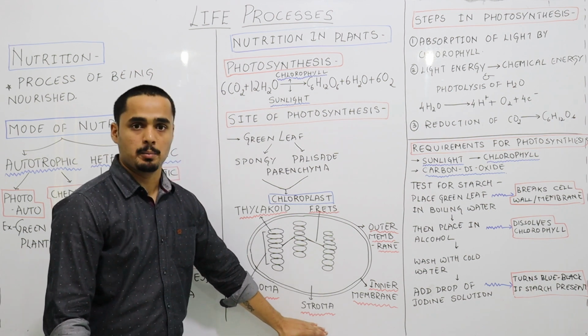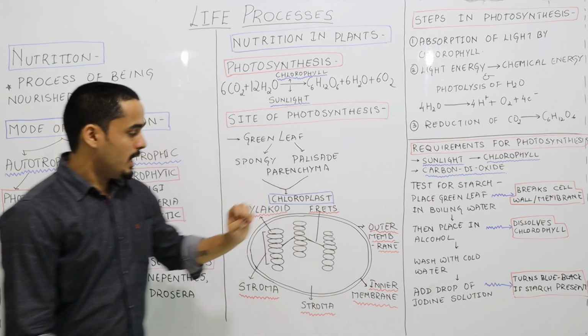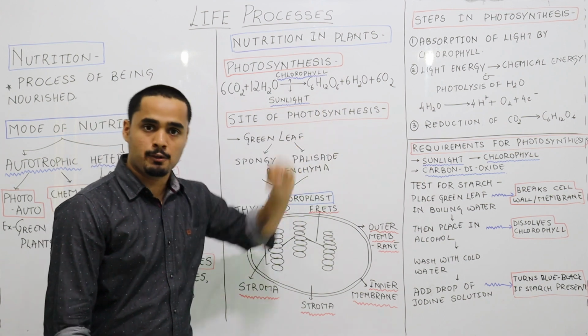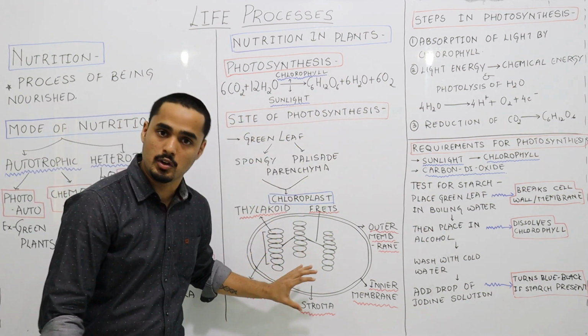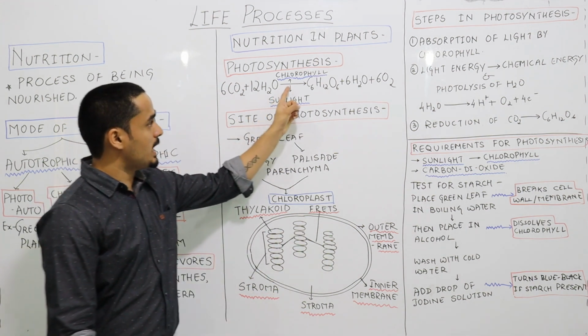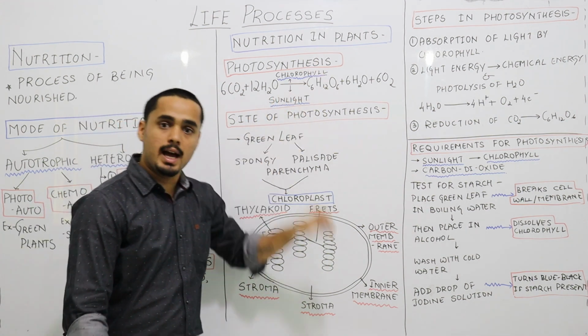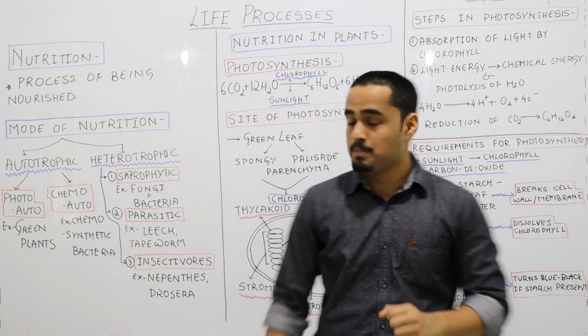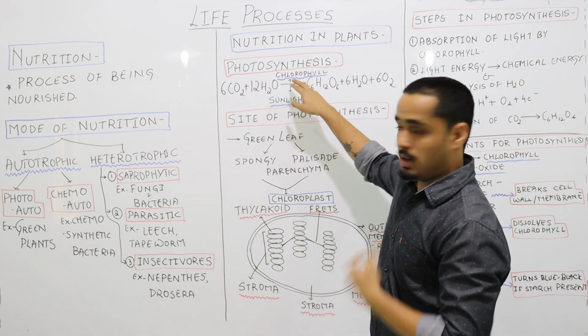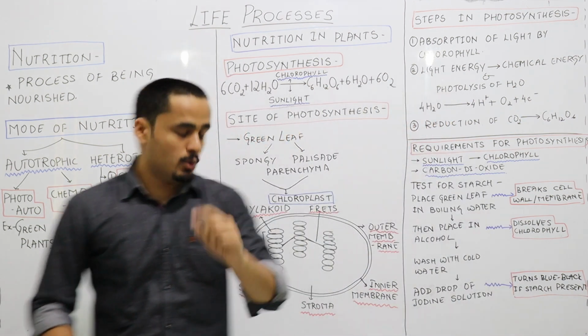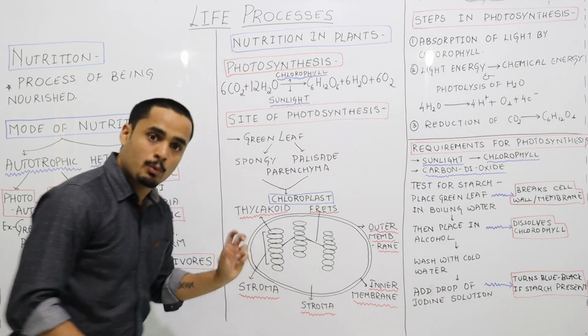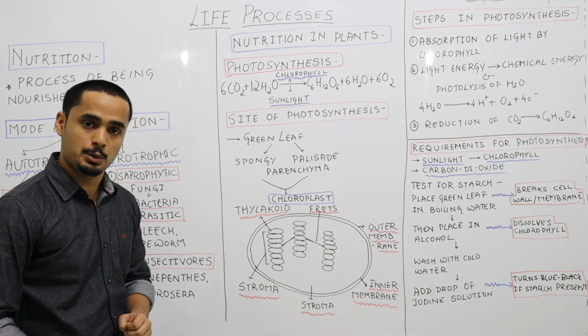The cytoplasm of the chloroplast is called stroma. We will try to understand the steps of photosynthesis, but we need to know that the process of photosynthesis takes place here. In the definition, I told that the chlorophyll is the one that helps in absorption of sunlight. Now, looking into this chloroplast, where do we find this chlorophyll? That's the next question.